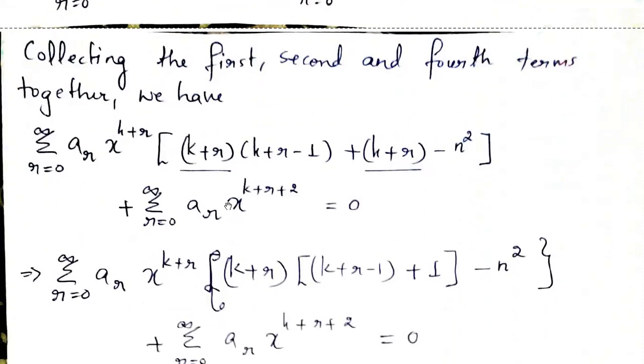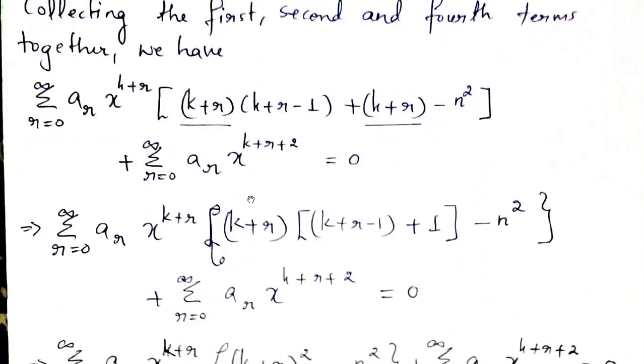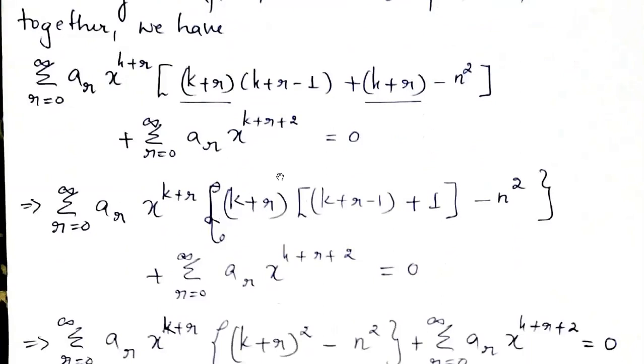So in the next step now, in this term inside the parenthesis, k plus r is a common term in the first term and in the second term. So taking that out, I get k plus r outside. So here what we get is k plus r minus 1, and here after taking this term out, what will remain is 1. So I get k plus r minus 1 plus 1. So this minus 1 and this plus 1 will cancel. So what will remain here now is just k plus r. So k plus r will be multiplied with k plus r. So we get k plus r whole square minus n square here now inside this parenthesis.